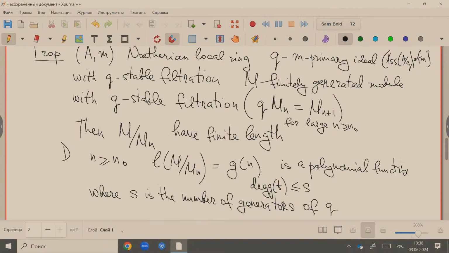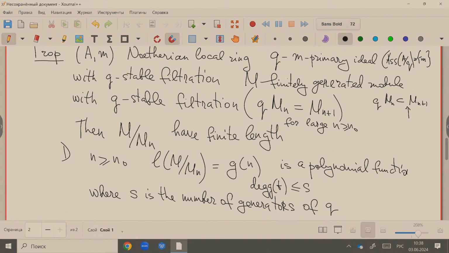Of course, you can map Q Mn; it sits inside Mn plus one. But if this filtration is rather general, you can add many elements on each step. So you can formally add more and more generators, and that will give you that the length function will be more or less arbitrary.